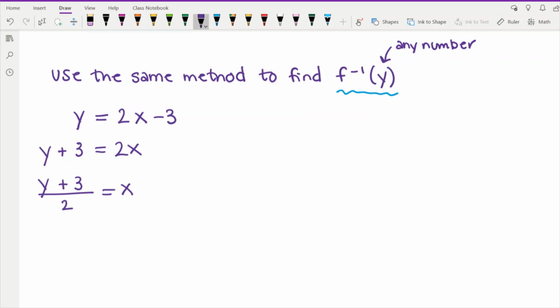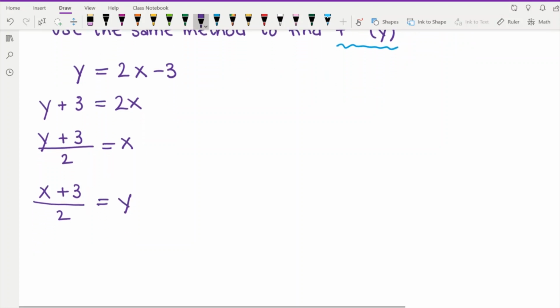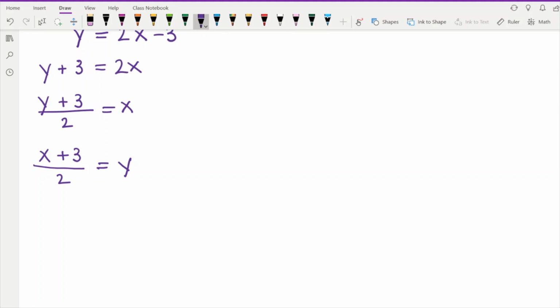So this actually is already our inverse function. But the problem is that the x's and y's are kind of switched. We want our function to be a function of x instead of a function of y, because that's usually how we write functions down. And so all we're going to do in this next step is switch x's and y's. So we're going to say x plus 3 over 2 is equal to y. And this is going to be our inverse function. So now all we have to do is write this in function notation. So now we can say f inverse of x is equal to x plus 3 over 2. And that is our final answer.